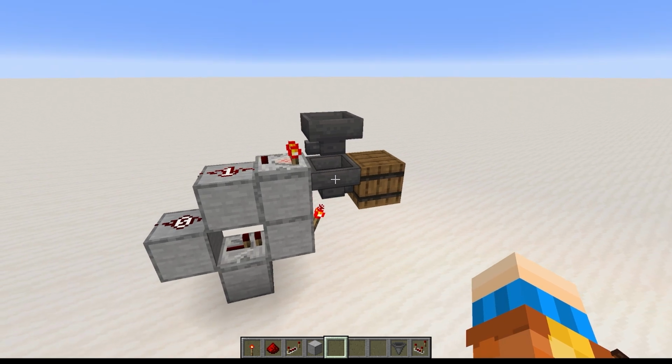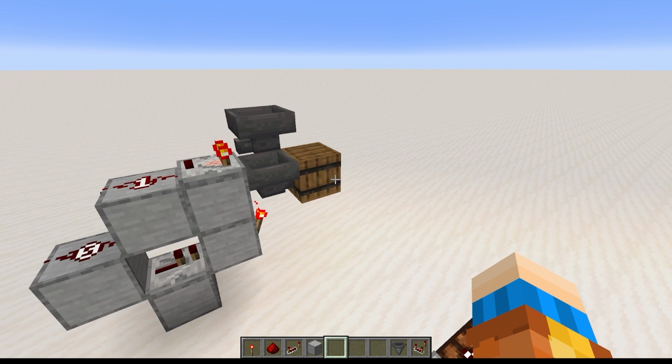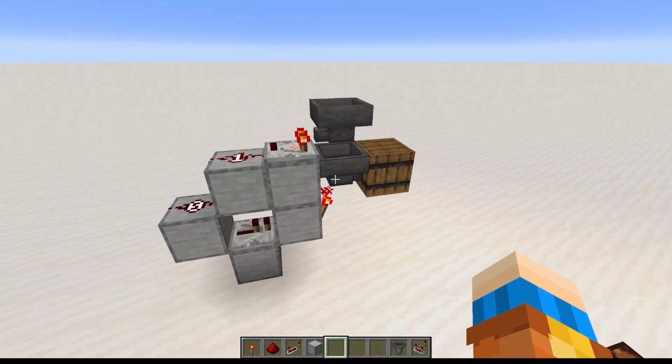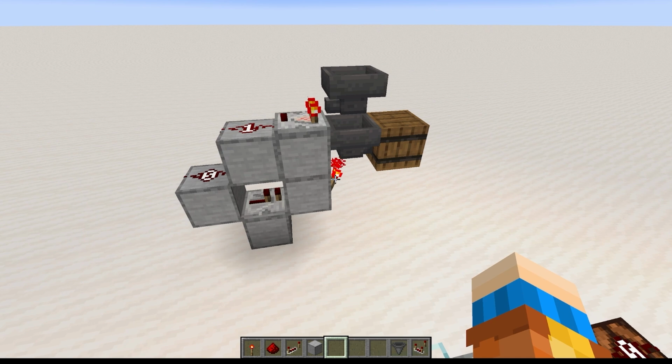Below the first hopper is a second hopper that points into your storage, or into a hopper chain that leads to your storage. For now, we'll just have it pointing into a barrel, which is where the sorted items go. The lower hopper gets powered, and therefore locked, by the redstone torch whenever the redstone torch is on.